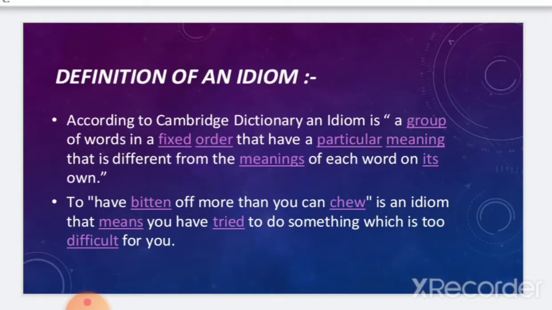Now, what is an idiom? Let us see the definition of an idiom. According to Cambridge Dictionary, an idiom is a group of words in a fixed order that have a particular meaning that is different from the meanings of each word on its own. For example, to have bitten off more than you can chew is an idiom, which actually means you have tried to do something which is too difficult for you. Here we are able to see that the idiom "have bitten off more than you can chew" and the meaning is totally different.